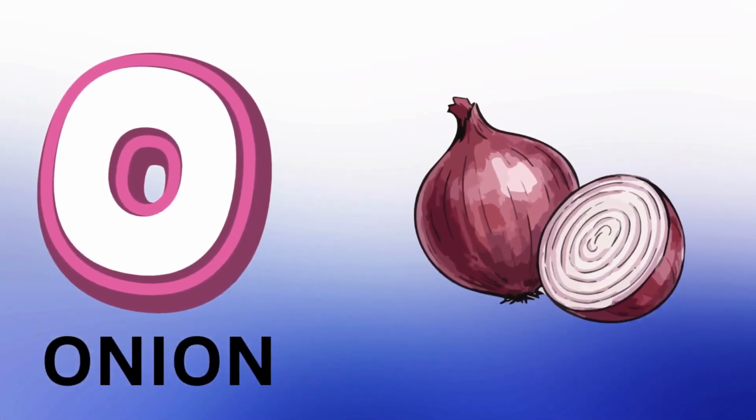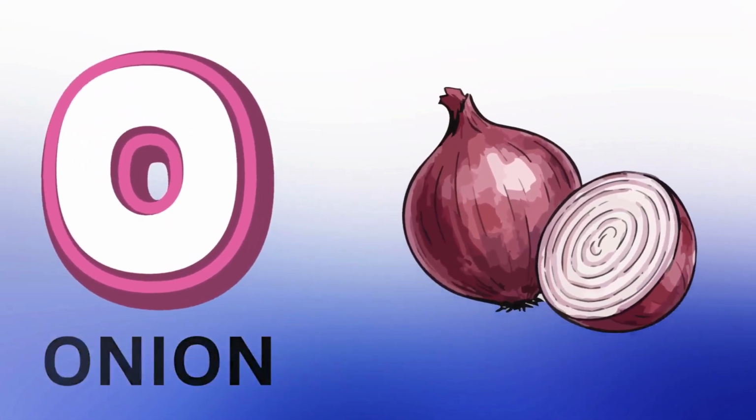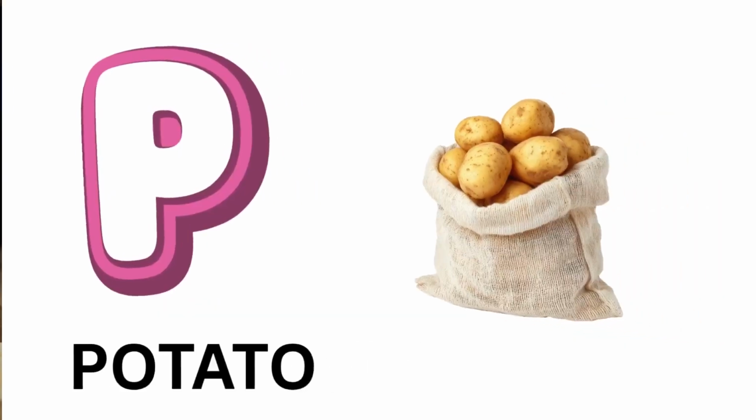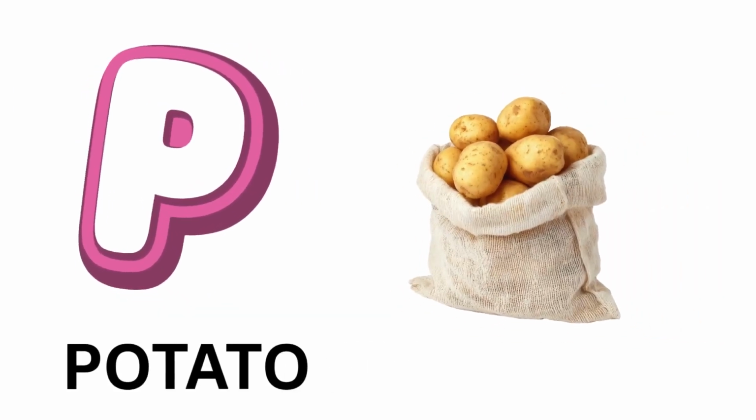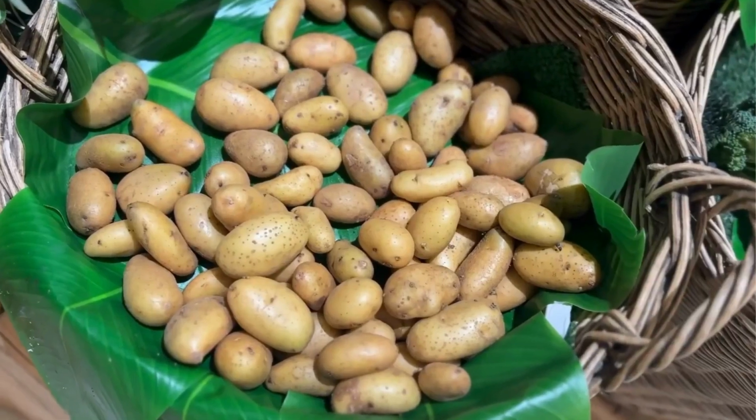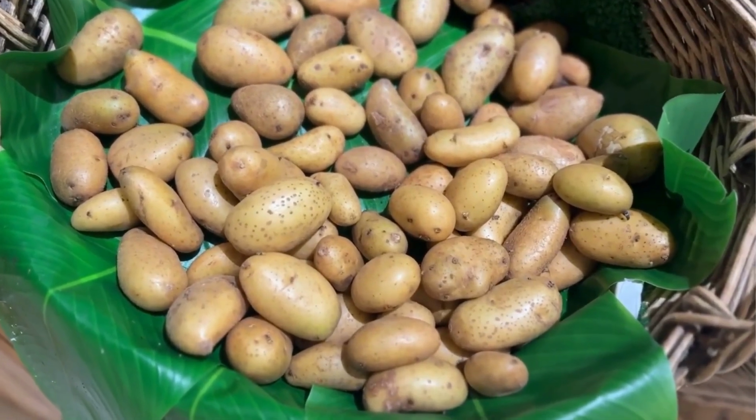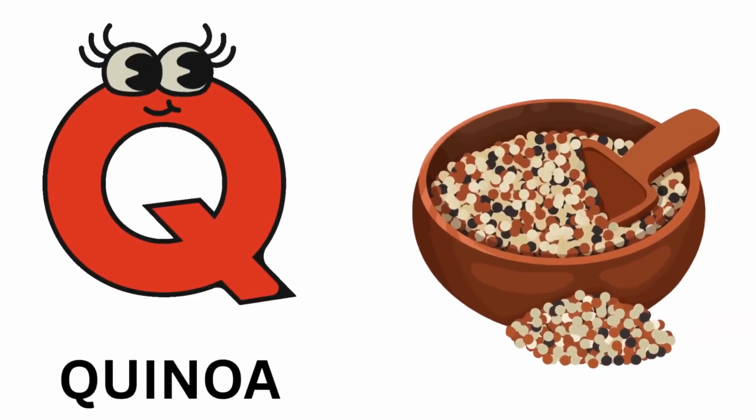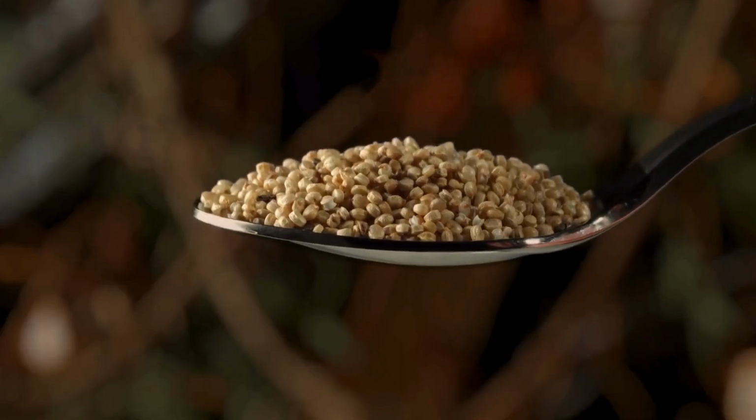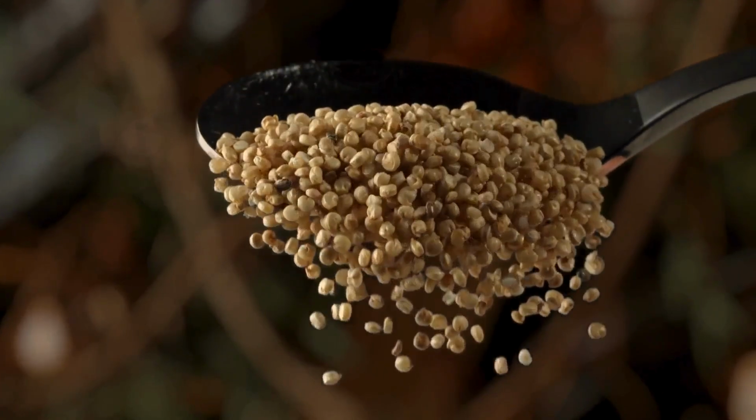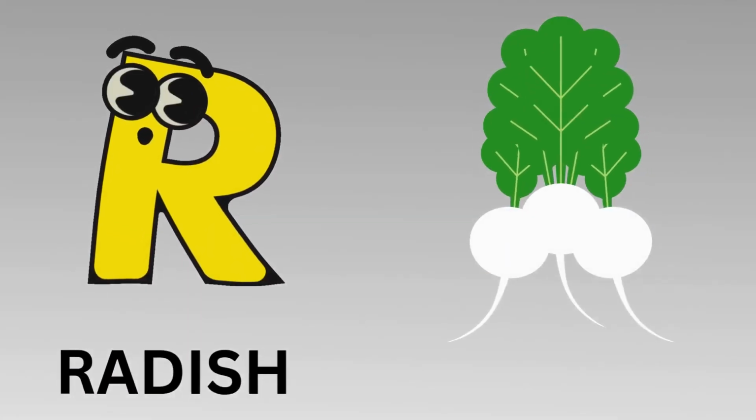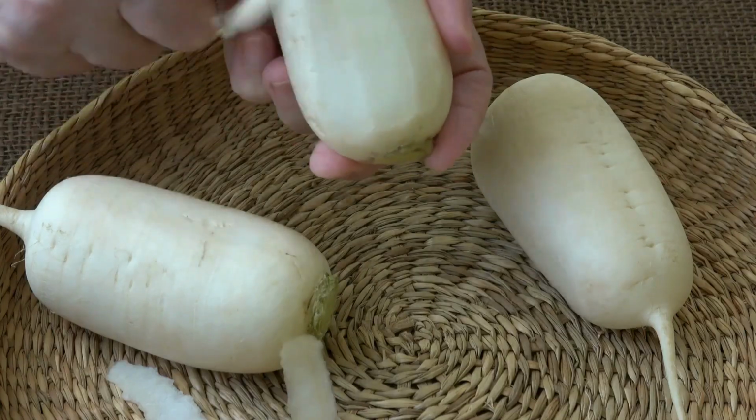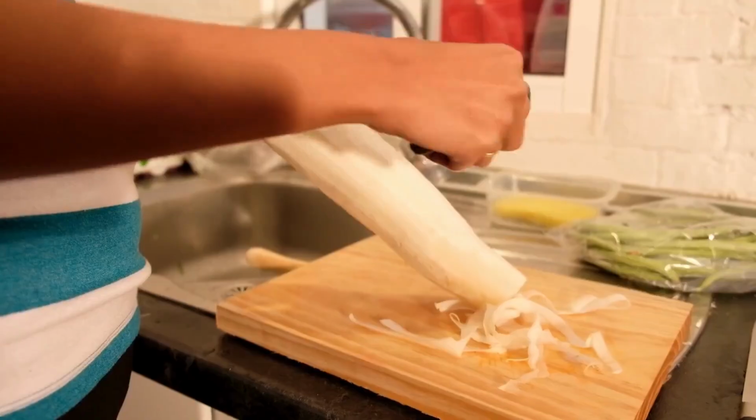O is for onion. Onion. O is for onion. P is for potato. Potato. P is for potato. Q is for quinoa. Quinoa. Q is for quinoa. R is for radish. Radish. R is for radish.